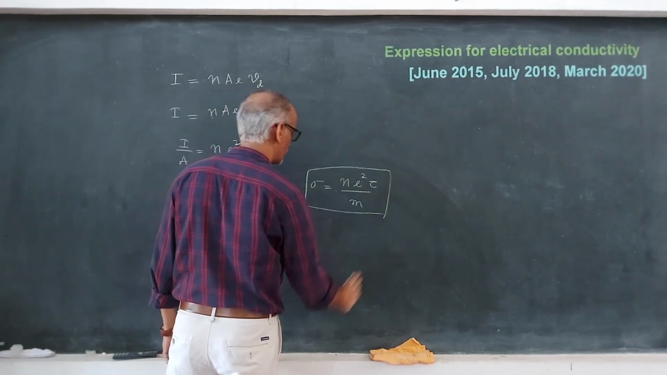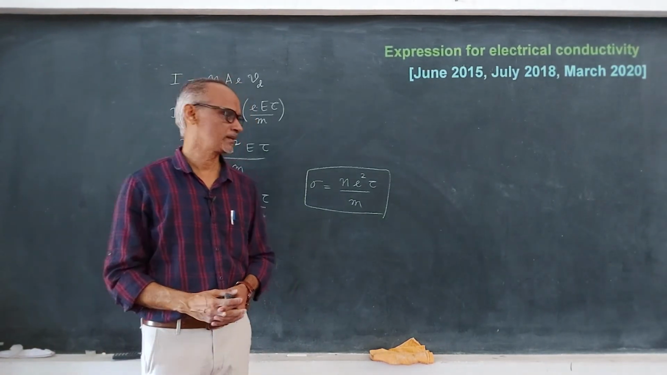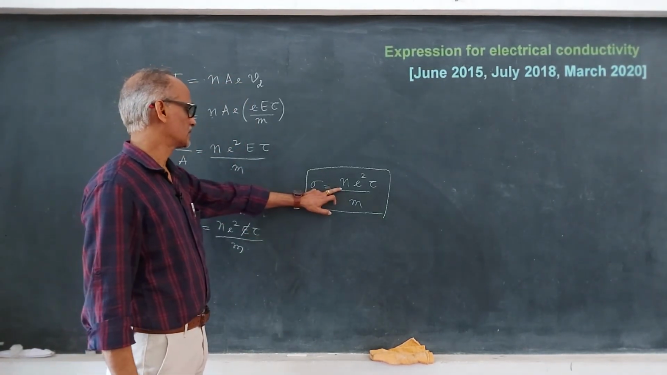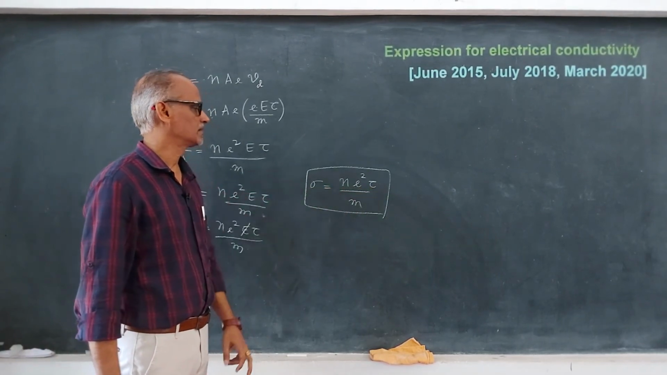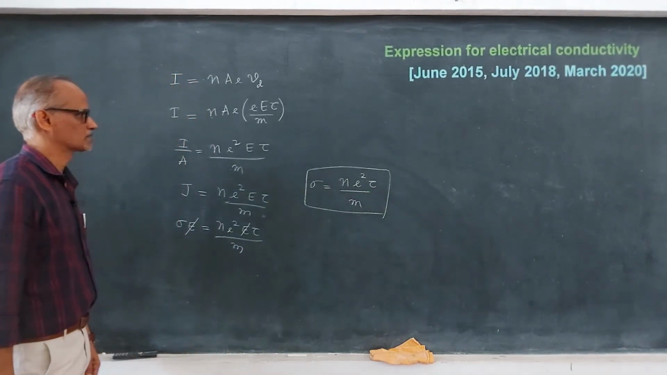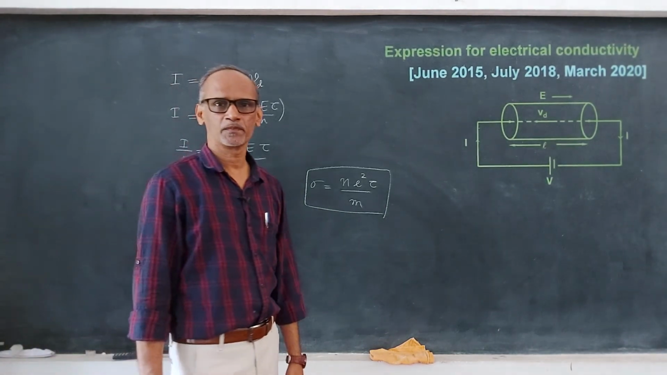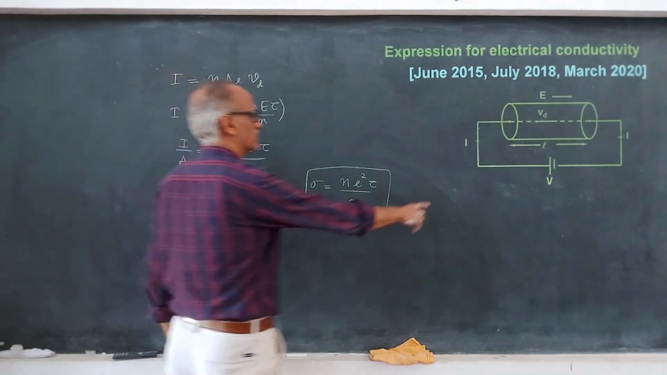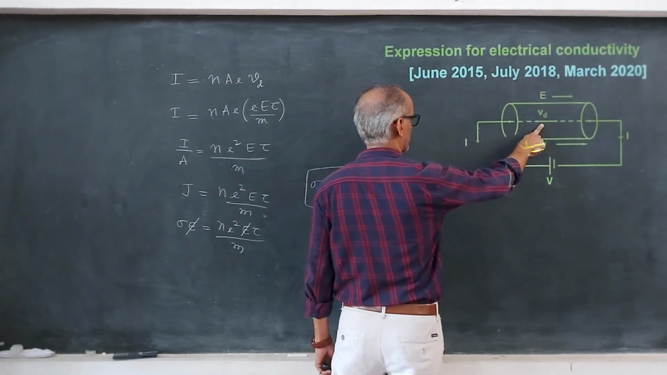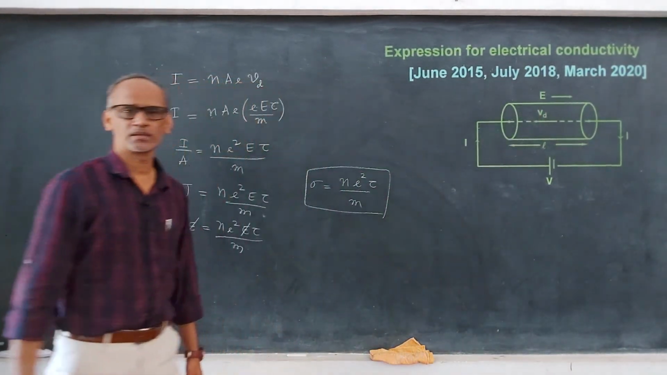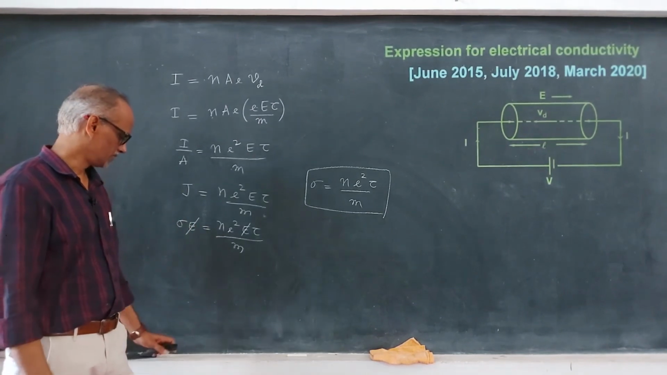So this is the expression for electrical conductivity of a conductor. The variables are: N is the free electron density, e is the charge of the electron, tau is the relaxation time, and m is the mass of the electron. You can derive it based on this particular diagram, where you can see there is a current, there is a potential difference, L is the length of the conductor, v_d is the drift velocity, and E is the electric field. So hope you have understood this derivation, an important one, a 5 marks question from the examination.